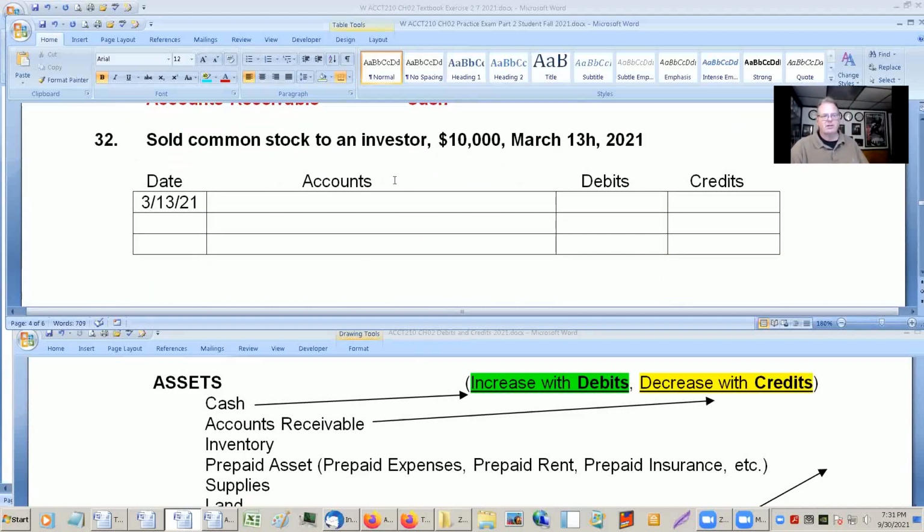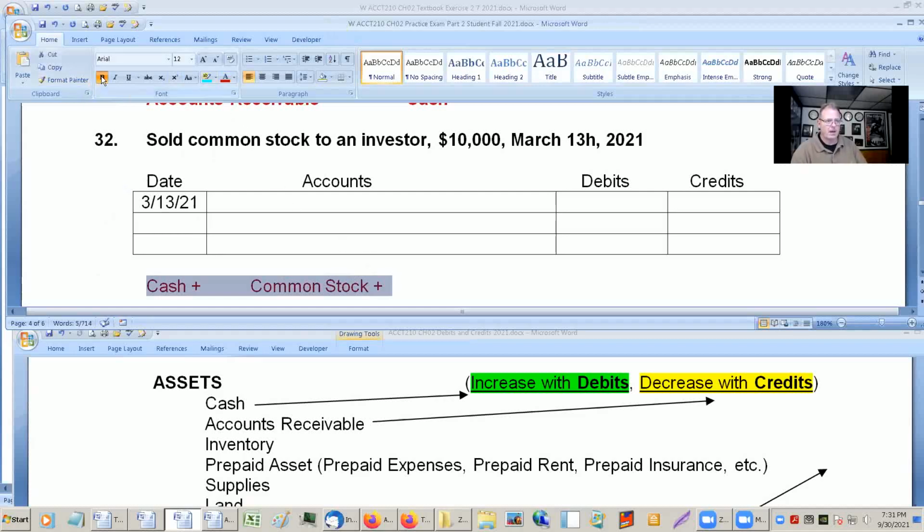Sold common stock to an investor. Equity accounts, and cash and common stock. Good. Yeah. So cash, up. Common stock, and yes, it is an equity account. Do we have more owners or less? More owners. It's going to be up. So these are both pluses.